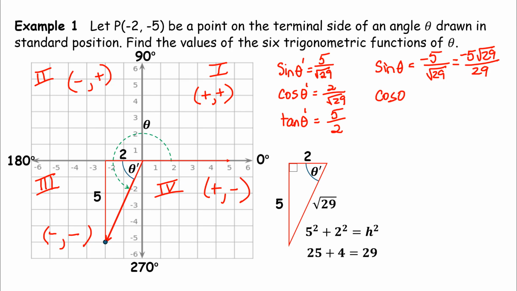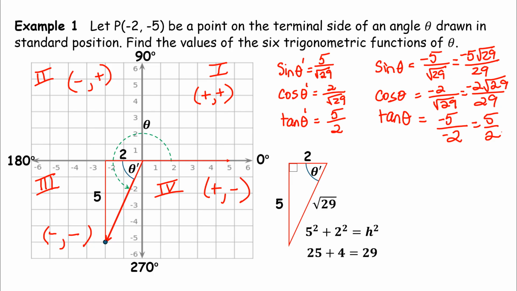Cosine theta, instead of being 2 over the square root of 29, it's going to be negative 2 over the square root of 29, which is just negative 2 square root of 29 over 29. And then tangent theta is going to be just like tangent theta prime, except that now the 5 and the 2 are negative. And actually that ends up being positive again. So tangent is positive in the third quadrant.